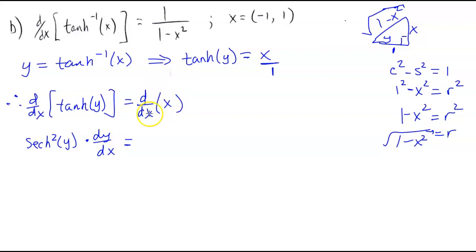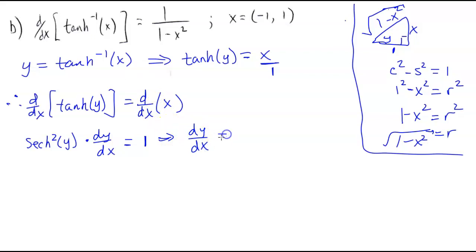We know on the right side the variables match, so we can just take the derivative straight up, and that's just going to be 1. And so from here, if I just solve for dy over dx, then I know that this is just going to be 1 over secant hyperbolic squared of y.